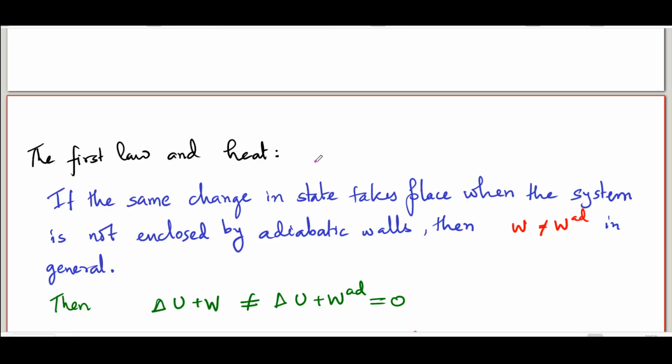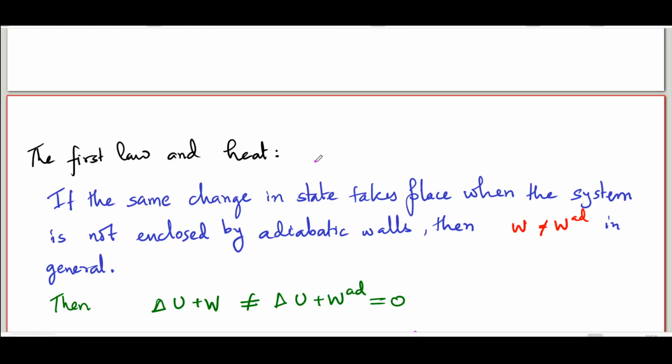Then W and W adiabatic are different, so delta U plus W now is not equal to delta U plus W adiabatic. It's no longer 0. So the conservation of energy picture that we used so far, that whatever internal energy is in the system gets used up to do work, will no longer be useful here. Now, this would make the conservation of energy break down unless we can invent a new kind of energy which balances things out here. And that's exactly what we do.